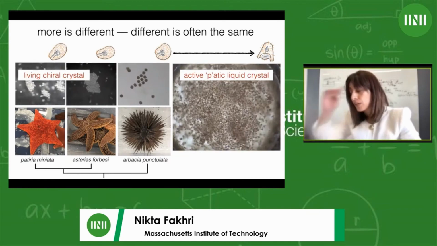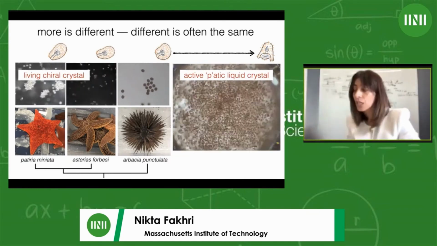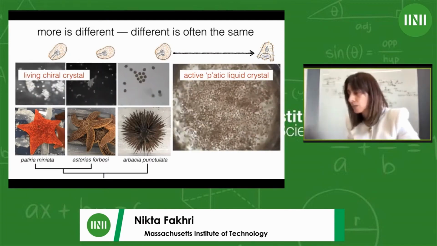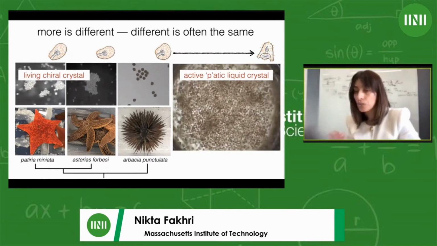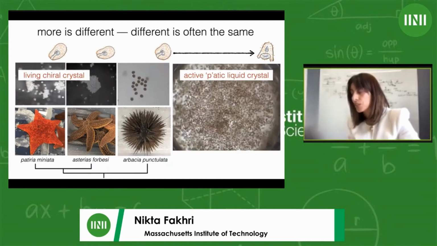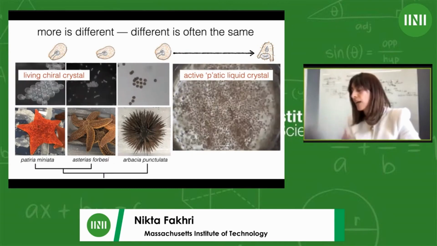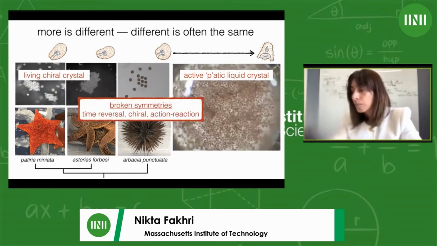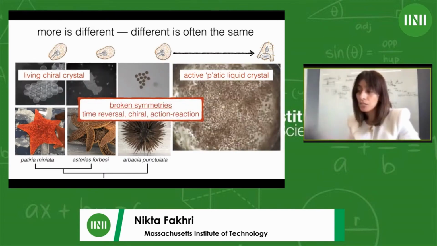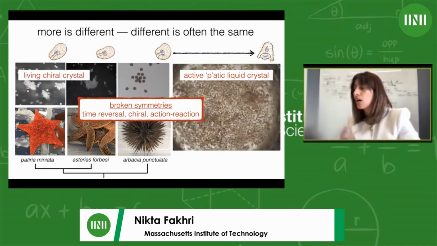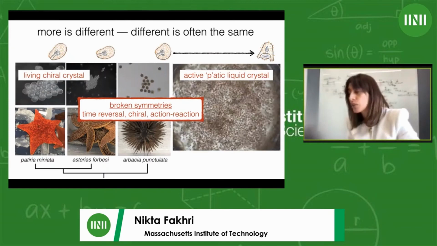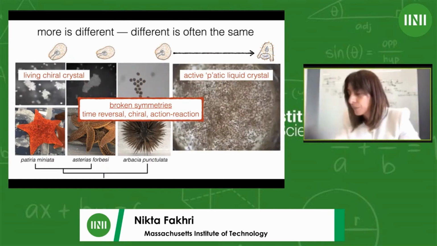They have a corkscrew swimming motion, and this is due to ciliary dynamics. So the main part of my talk is focusing on Patiria, our beloved starfish, and I'm going to talk about living chiral crystals. And then at the end, I'll show you one slide, if time permits, on sea urchin and the emergence of a p-atic active liquid crystal. My hope is to emphasize the fact that a combination of time reversal asymmetry, chiral asymmetry, and action-reaction asymmetry can give rise to emergent new phases of matter.